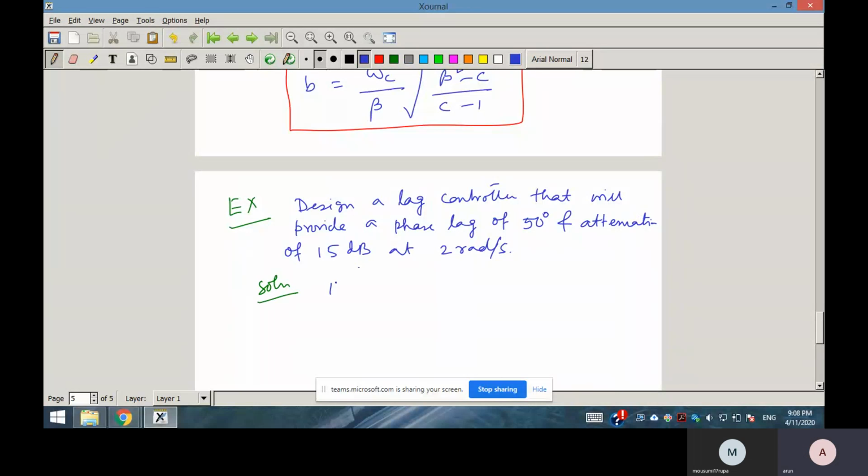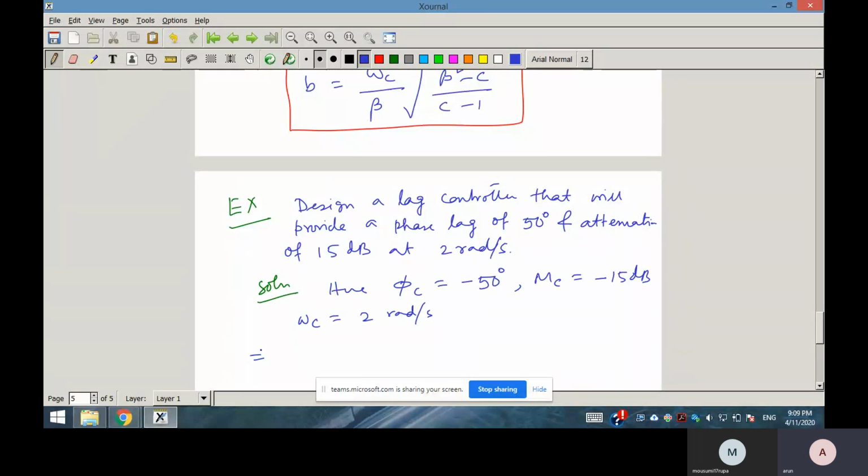So here, what is your phi c? Phi c is your phase lag. So phase lag of 50 degree, so phi c is negative 50 degree. And what is your Mc? Mc is attenuation of 15 dB, which means Mc equal to minus 15 dB. And omega c is what? Omega c equal to 2 radian per second.